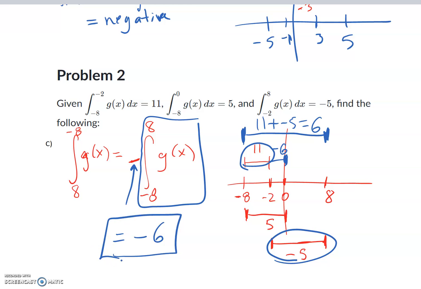I think that covers it. This is a difficult concept. You will get some more practice on this.